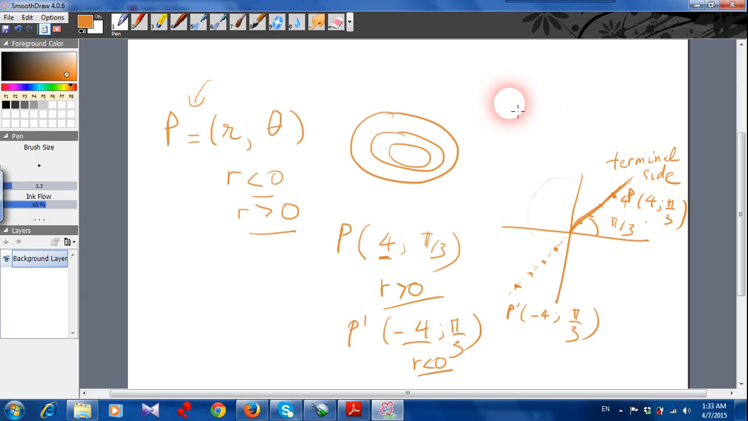So to identify the point quickly, first of all, you need to identify the angle first. After that, you look at whether r is positive or negative. If it is positive, it will be on the terminal side of this angle. If it is negative, it will be on the opposite side.